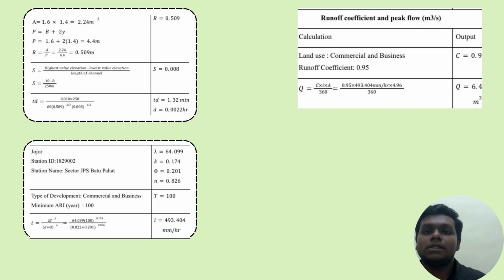This is our new proposed design, which is 3.0 meters wide and 3.0 meters long. The area for this drain is 9.0 square meters and the radius is 1 meter. The same ID is used for this station. The runoff coefficient is 0.95 and the flow area is 4.96 hectares, remaining the same. The peak flow after calculation for this drain is 6.67 cubic meters per second, so the new design peak flow is higher than the old design peak flow.